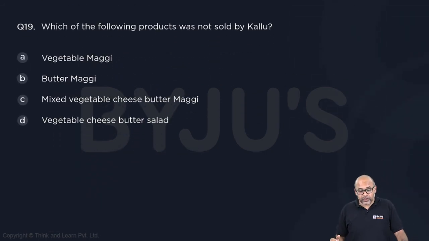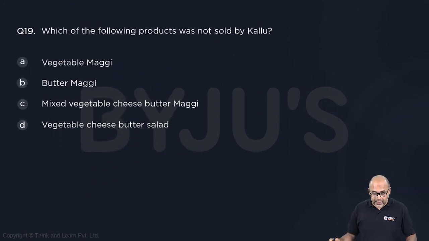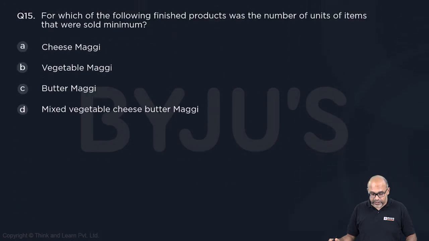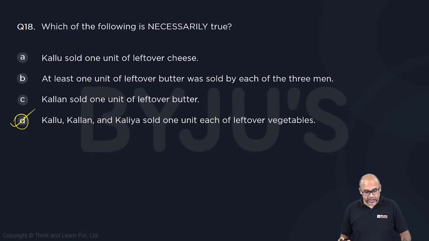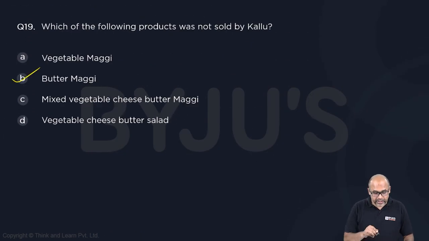Question 19, which of the following products was not sold by Kallu? So let's see, Kallu did not sell which one? Kallu sold MM, Kallu sold VS, Kallu sold CM, Kallu sold VM. If you notice, the only thing which Kallu did not sell is the butter Maggi, BM. There is no BM in Kallu. That is your answer. So question number 19 should be butter Maggi, option B. He did not sell butter Maggi.